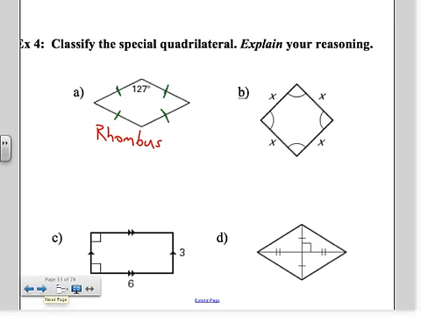The next figure, part B, all of your sides are congruent and all of your angles are congruent. Think about this. The only way that these 4 angles can be congruent in a quadrilateral is if they are all 90 degrees. Because we go back to section 1, we know that the angles in a quadrilateral add up to 360. 360 divided by 4 tells me that each of these is 90. So if I have 4 right angles, that makes it a rectangle. I have 4 congruent sides, that makes it a rhombus. So if you're a rectangle and a rhombus at the exact same time, then you have to be a square.